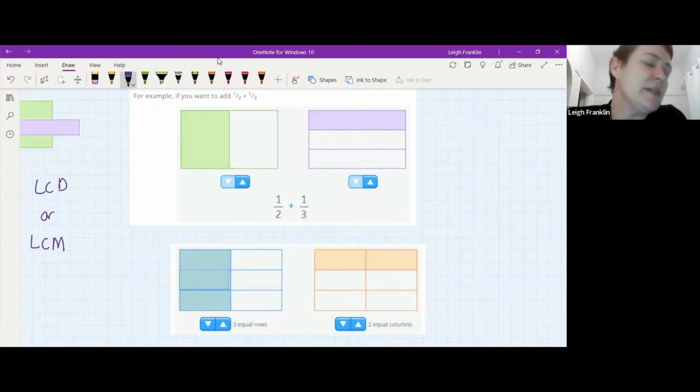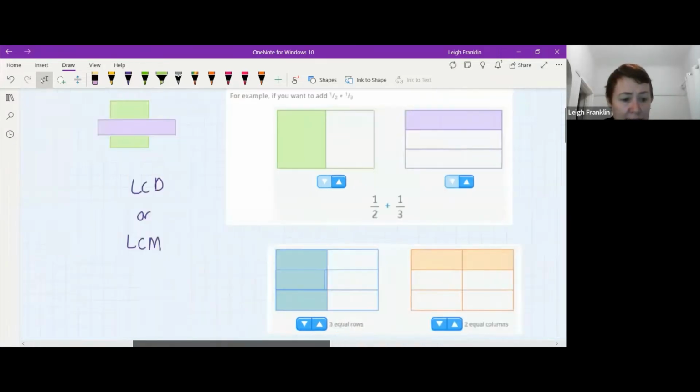Now, Tatelo, you're quite right. We do need an LCD or an LCM, but why? Why do we have to have one? Can you explain that to me? Ma'am, because the denominators have to be the same before you add them. Otherwise, it wouldn't be possible to add or subtract them. Absolutely, Tatelo, that's a really lovely explanation.